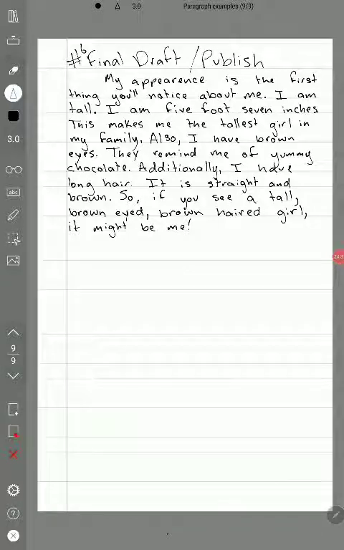My appearance is the first thing you'll notice about me. I am tall. I am 5'7". This makes me the tallest girl in my family. Also, I have brown eyes. They remind me of yummy chocolate. Additionally, I have long hair. It is straight and brown. So if you see a tall, brown-eyed, brown-haired girl, it might be me. And now my draft is finished and it looks good and it sounds good.